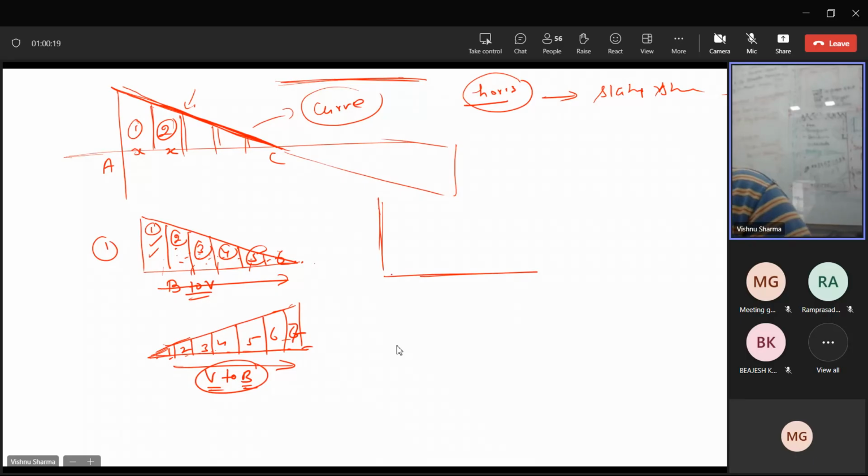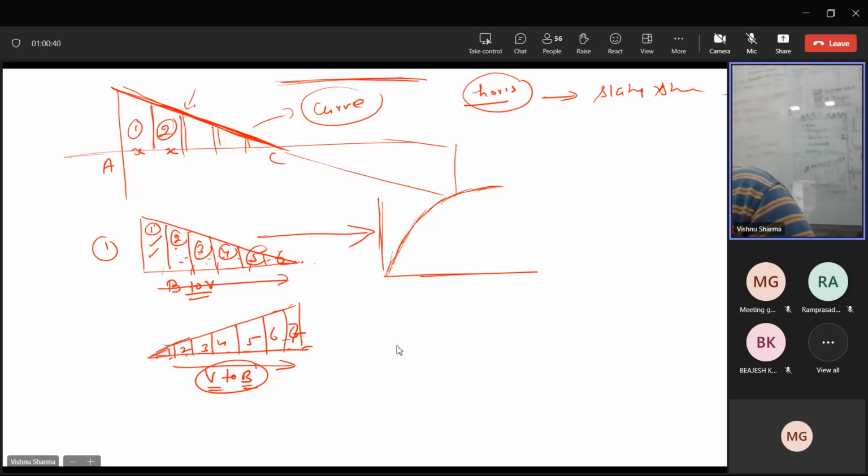How will the graph be? First, the rate is more. More rate means steep line. Then the rate is decreasing. That means now it is becoming nearly horizontal. This will be the type of graph if you are integrating from base to vertex. Am I clear, beta?